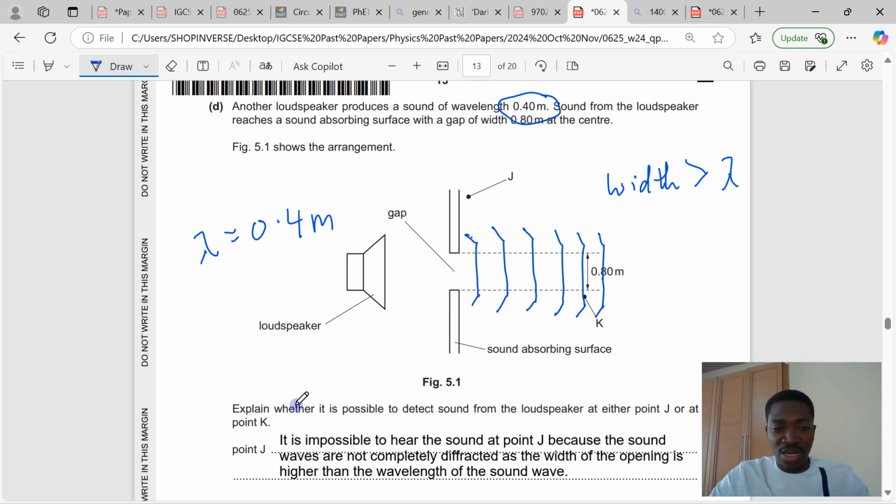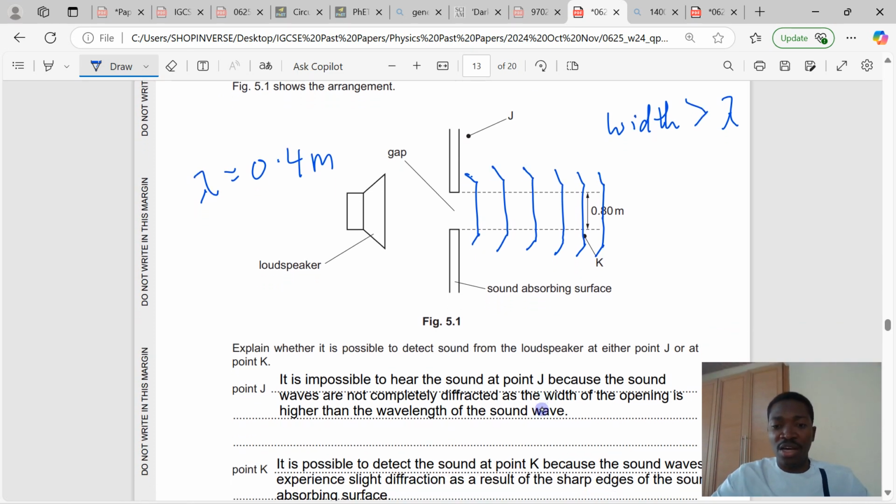Now they're asking you to explain whether it is possible to detect sound from the loudspeaker at either point J or at point K. At point J, you wouldn't hear it at all, but at point K, you hear it because of that slight curvature of the sound waves, okay?